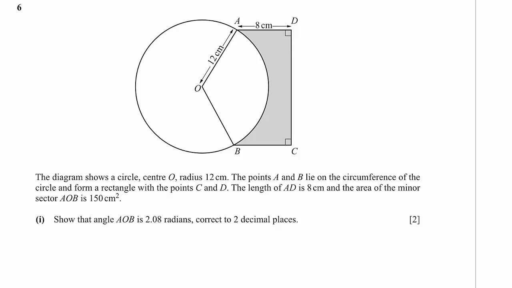The length of AD is 8 centimetres. Okay, we can see that. And the area of the minor sector AOB, that's this sector here, is 150 square centimetres. We want to show that the angle AOB is 2.08 radians. That's this one just here.